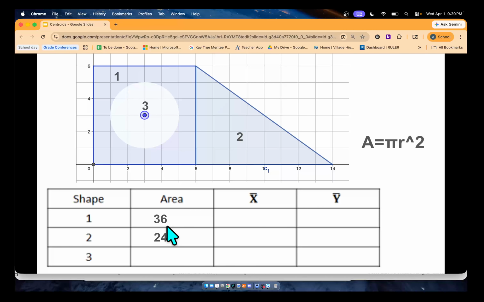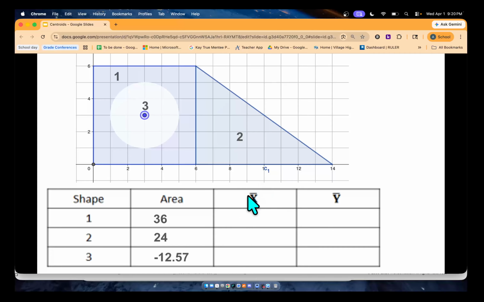Now, a circle is pi r squared. This circle right here, the radius is 2. So that would be pi times 4, which would then give us 12.57. And remember, it's negative because we're taking away mass from there, so it affects it in the opposite direction.